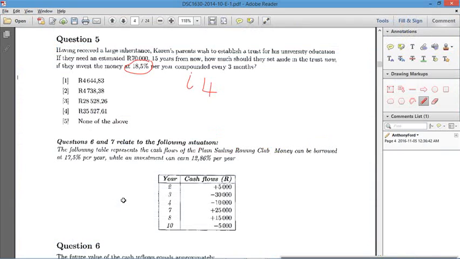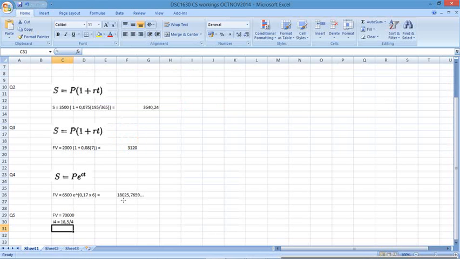In the question they also gave me the number of years, 15 years from now. So n equals 15 times 4. And I'm working out PV. So if you solve for PV on your financial calculator, you're going to get 4,644.82.